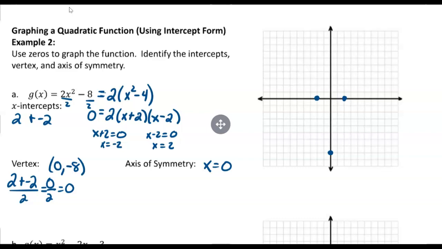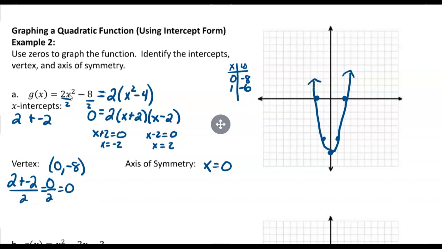And then I know that 0, negative 8 is my vertex. So a point to the right of that would be when x is 1. So if I take the 1 and plug it back in here, feel free to use the calculator if you need to, you're going to get negative 6. So 1, negative 6. And you can reflect it over the axis of symmetry. It's not my best curve drawn in, but we're just going to go with it.